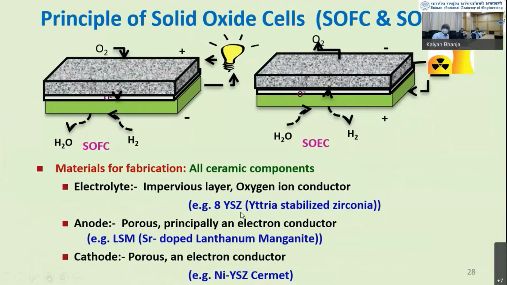So what is the development stage? The material development done at BRC is the electrolyte development, which is 8% yttrium stabilized zirconia. That material is developed as an electrolyte, and as an anode material, strontium doped lanthanum manganite. That is also developed, and I'll show in the next slide how it will look. And nickel yttrium stabilized zirconia ceramic as a cathode material.